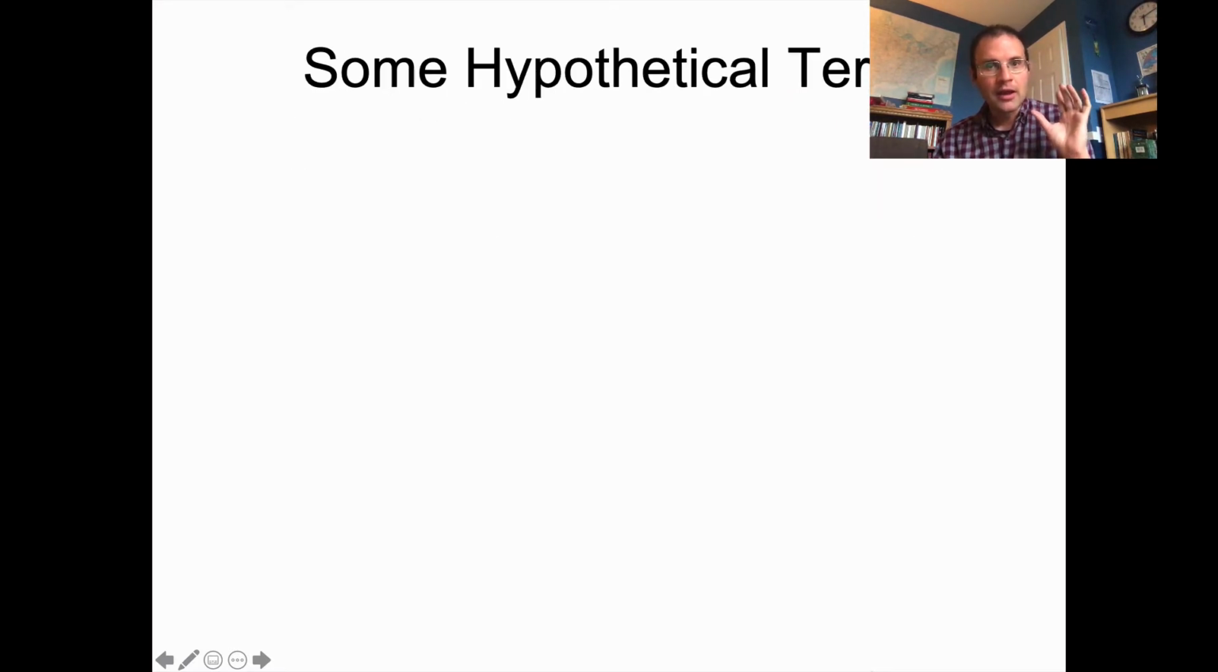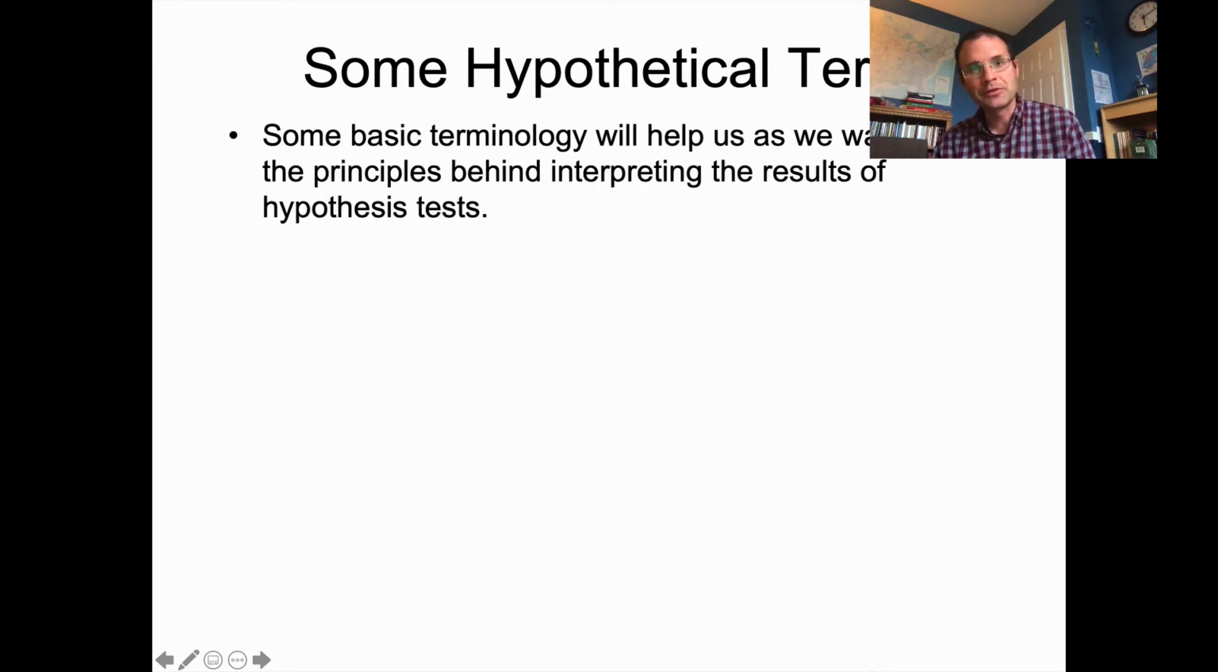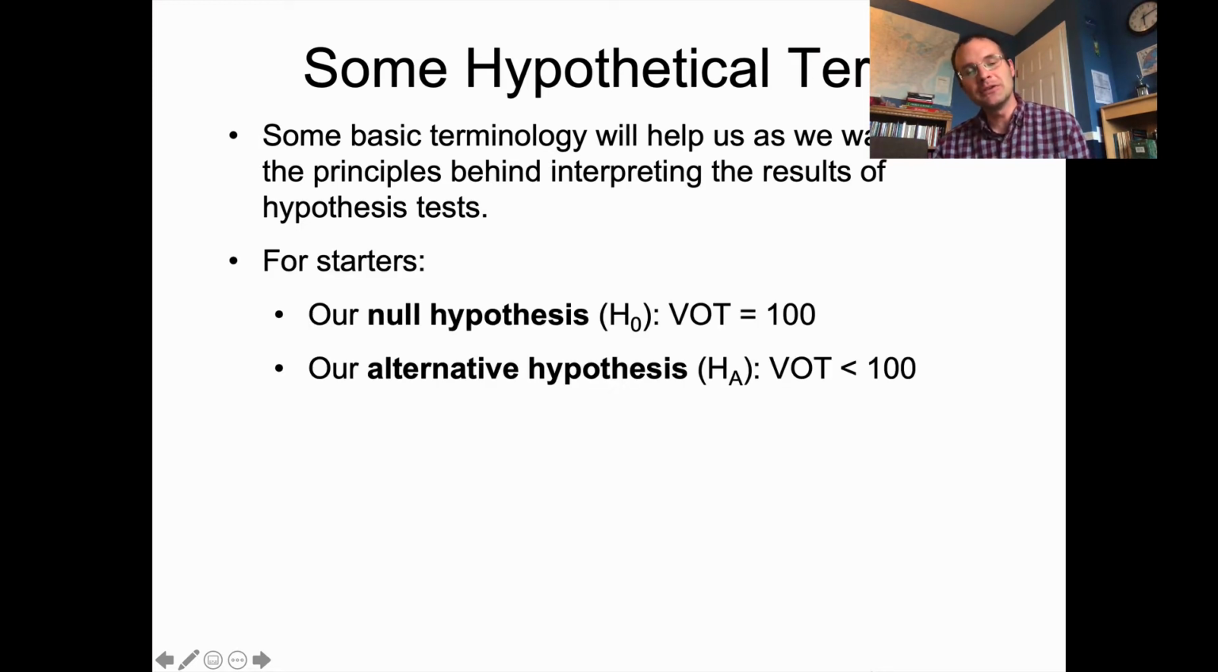Okay, so it might help us to walk through the principles, or some basic terminology behind the principles, of interpreting the results of these hypothesis tests before we get to what the actual answer is. And so I'm going to give you two to begin with. One is that our null hypothesis is that VOT equals 100 milliseconds in this particular case. It's kind of a funny term because it's just what we start off with, the null hypothesis. I guess if you think you start out at 0, you can think of this as your basic default hypothesis, and it's represented as H sub 0, maybe for that reason.